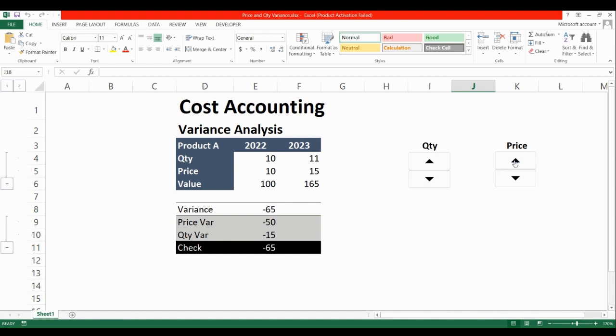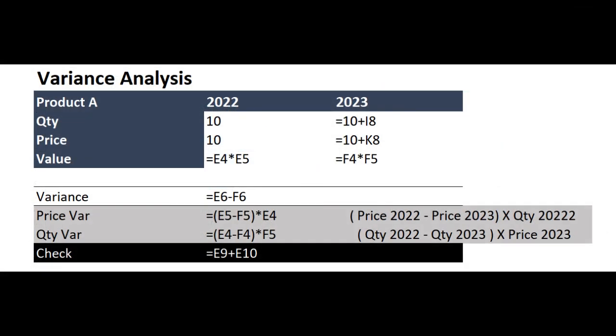Price variance equals difference of price rates multiplied with base year volume. Quantity variance equals difference in quantities multiplied with recent price rate. I hope you have understood the concept.